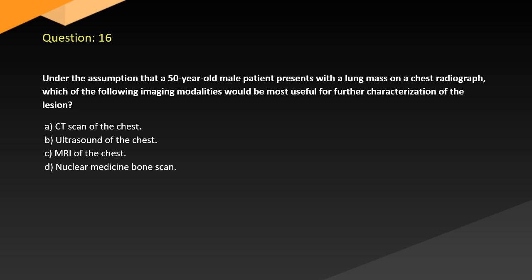Question 16. Under the assumption that a 50-year-old male patient presents with a lung mass on a chest radiograph, which of the following imaging modalities would be most useful for further characterization of the lesion? A. CT scan of the chest. B. Ultrasound of the chest. C. MRI of the chest. D. Nuclear medicine bone scan.